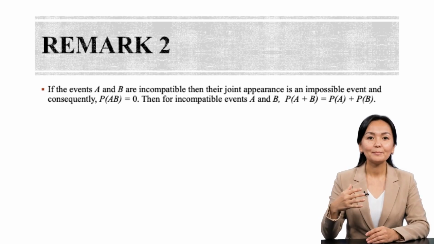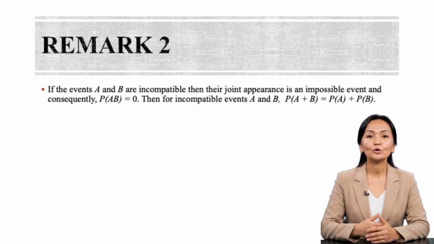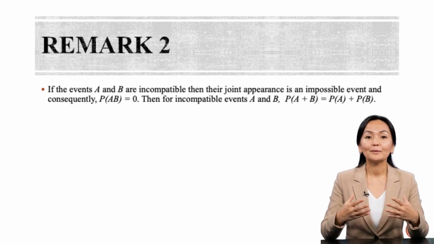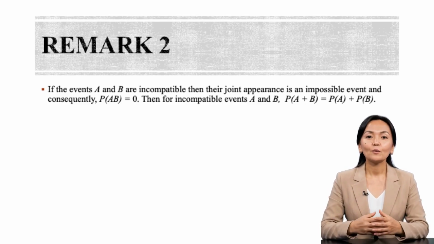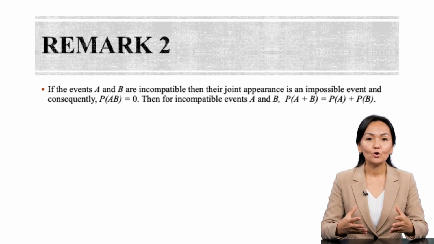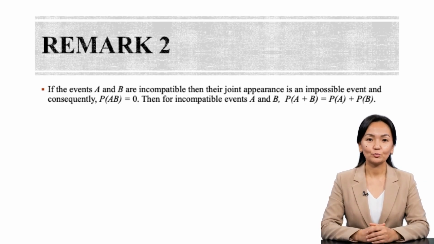If the events A and B are incompatible, meaning they cannot occur simultaneously, then their joint appearance is an impossible event, and consequently, P of AB equals 0. When we substitute this into our formula, we get P of A plus B equals P of A plus P of B. This is exactly the theorem of addition for incompatible events that we learned in the previous lecture. So the formula for compatible events generalizes the formula for incompatible events.